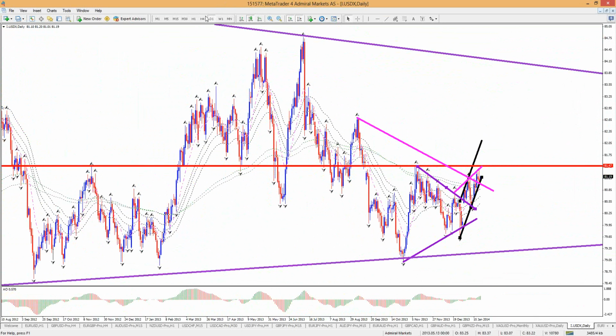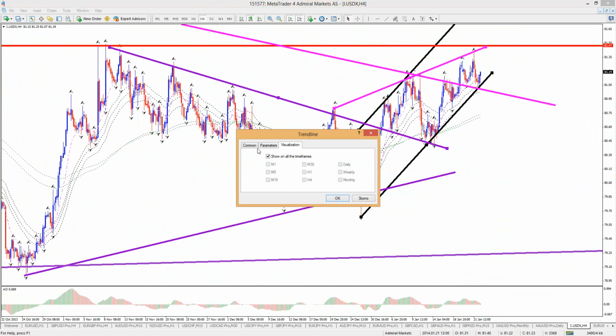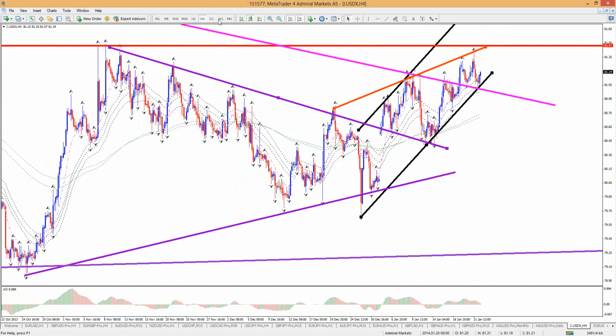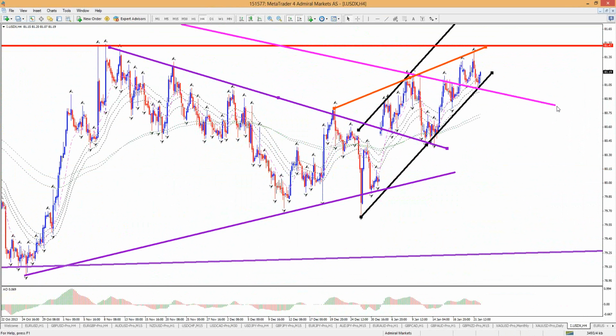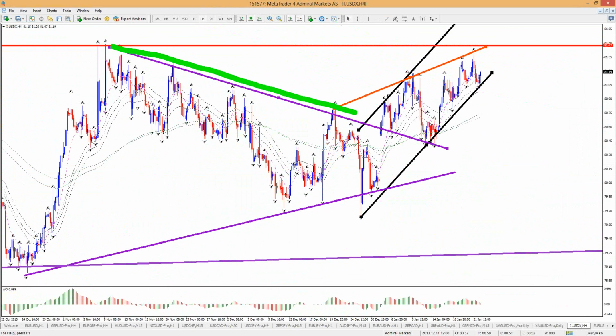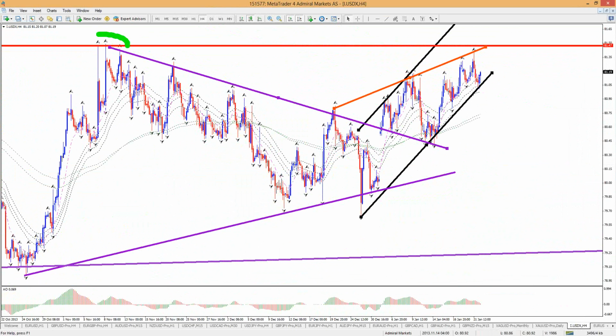If we then zoom into the 4-hour chart, what do we see? We see a potential uptrend channel. We see a resistance line here. Let me make that orange. And we have a resistance here. So that's the most important. We broke out of the 4-hour triangle to the upside in this uptrend channel, but we are approaching this resistance, and we have a resistance line like this.